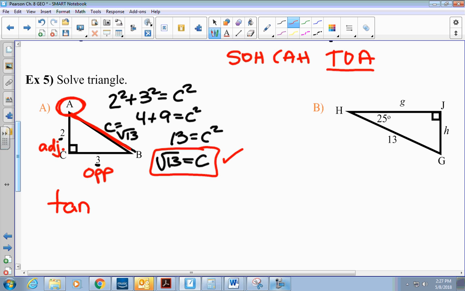Brandon, which angle did we use? A. So tangent of A is the opposite over the adjacent side. Opposite is 3, adjacent is 2. We just did 3 of these calculations. Rudy, how am I going to solve for angle A?